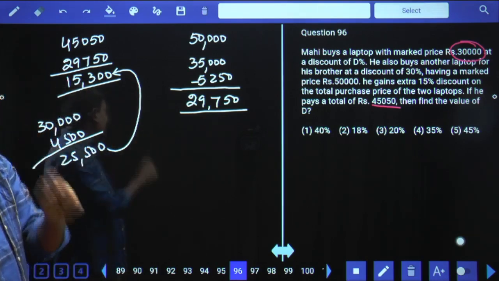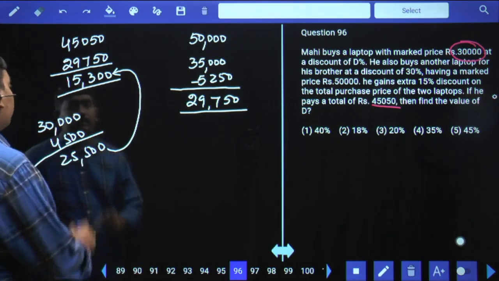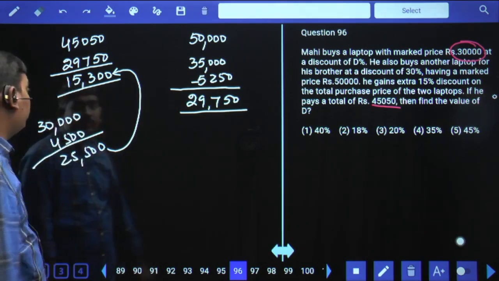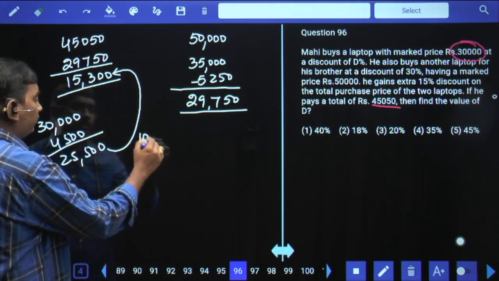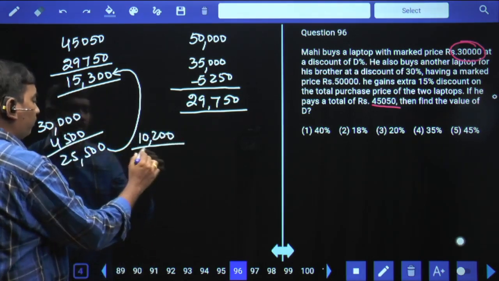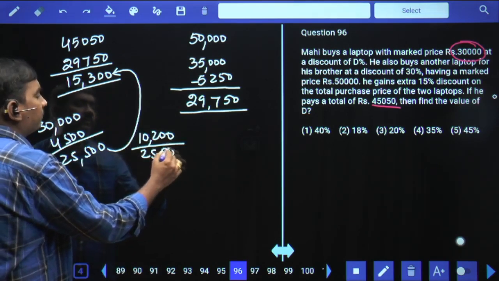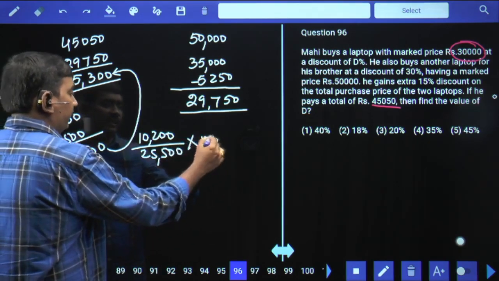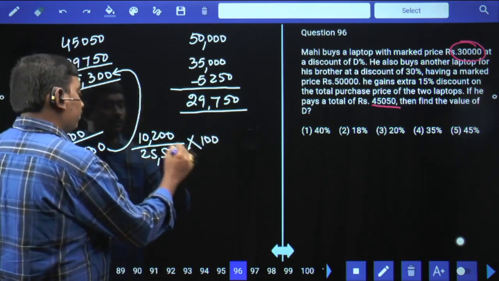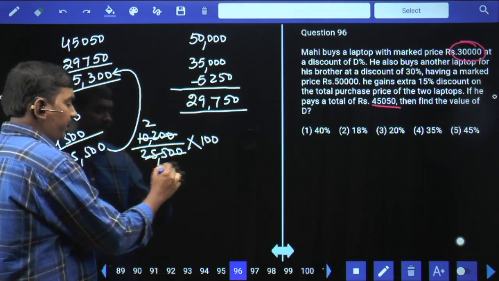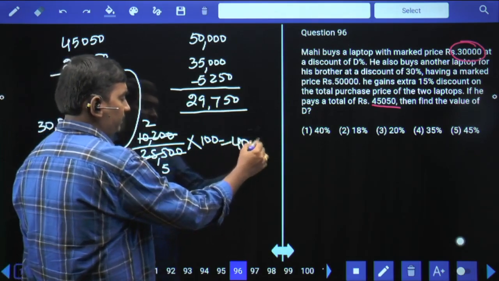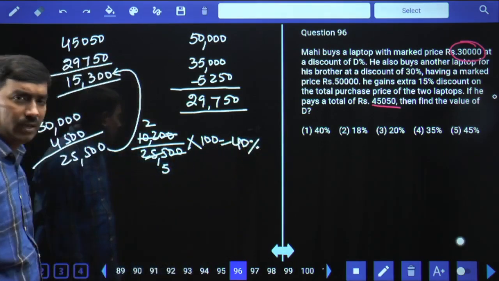What is the value of D we need to calculate? So 25,500 minus 15,300: 25 minus 15 is 10,000, 500 minus 300 is 200. So 10,200 is the discount given on 25,500. So how much percentage we need to calculate? Two zeros, two zeros. 51 2 times, 51 5 times. 200 by 5 means 40%. D is nothing but 40% discount.